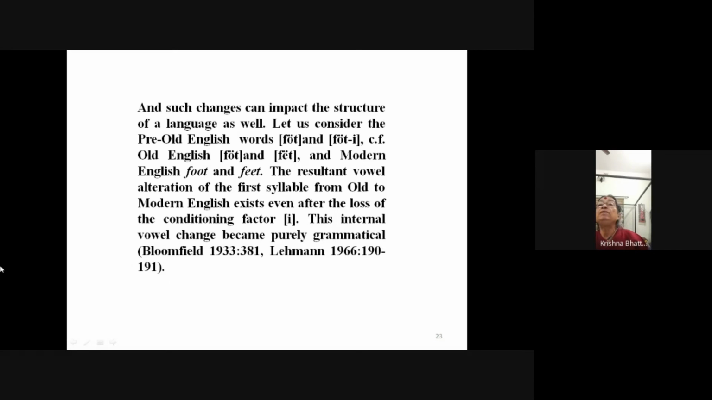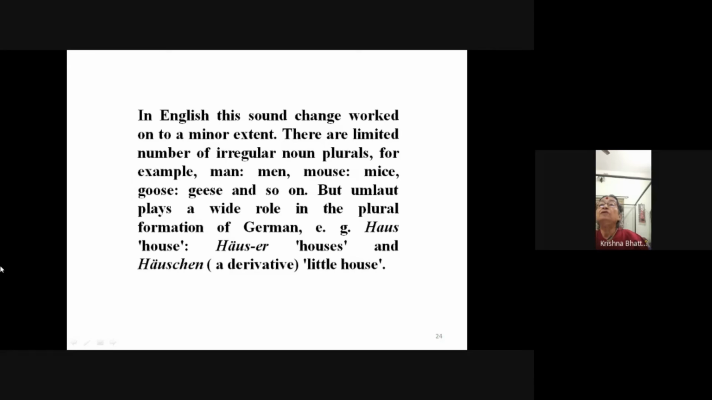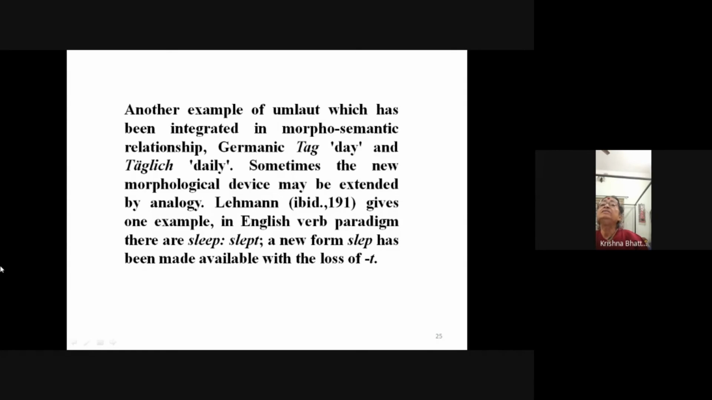But umlaut plays a wide role in the plural formation of German. For example, Haus, Häuser, and Häuschen, that is little house. Another example of umlaut which has been integrated in morphosemantic relationships, for example, German Tag, day, and English daily. Sometimes the new morphological device may be extended by analogy. Now, Lehmann gives one interesting example.